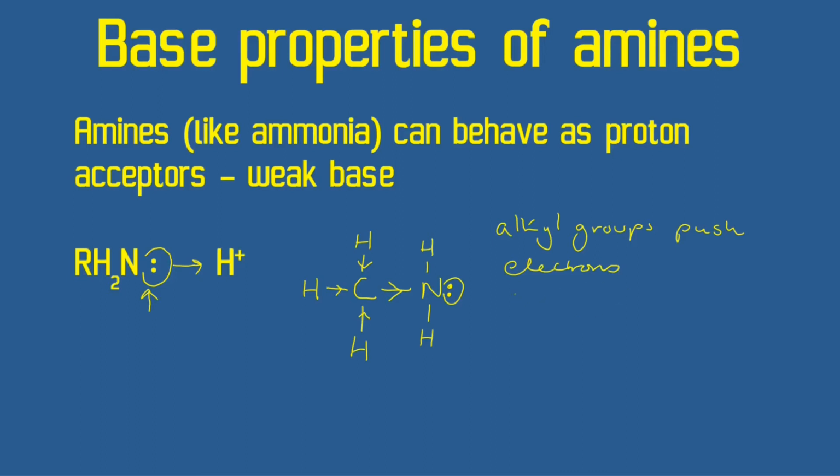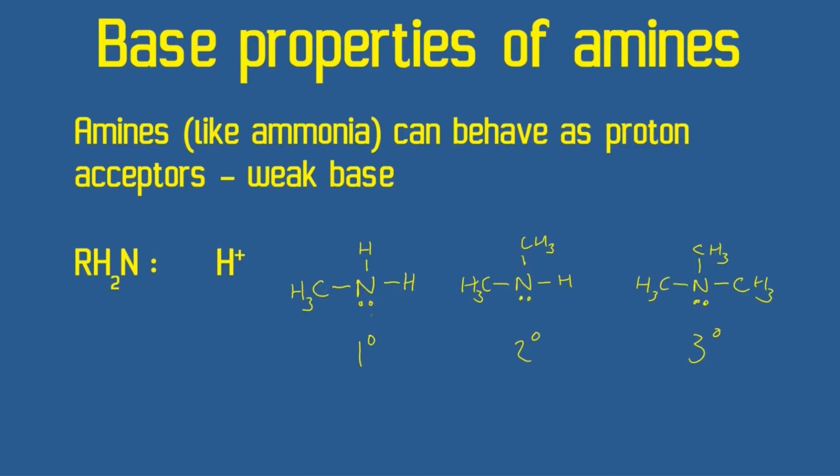So the alkyl groups will push the electrons towards the nitrogen. This is going to enrich the electron density around the nitrogen in general, and in turn the lone pair there. This is called a positive inductive effect. So we've just looked at how one methyl group can push electrons towards the nitrogen, increasing the electron density.